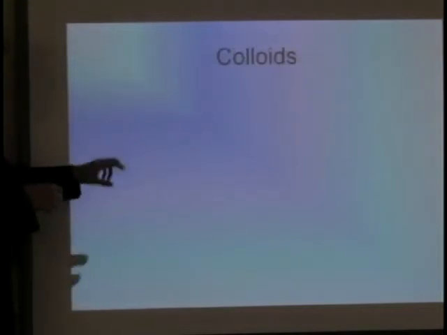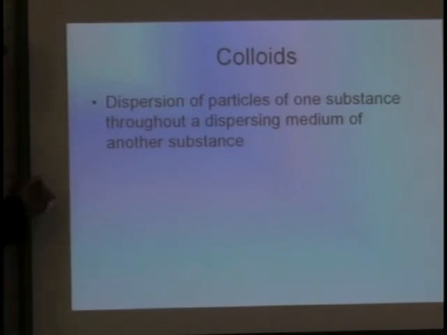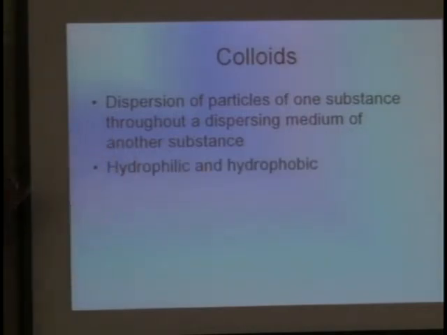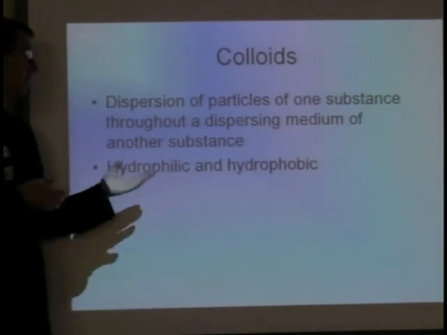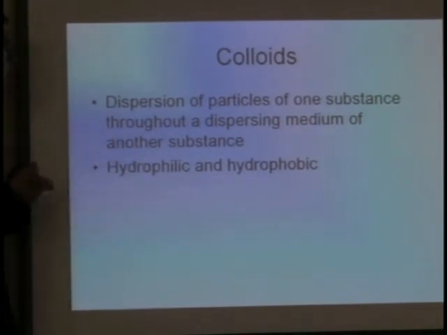The very last thing to mention for this chapter is colloids. Colloids are dispersions of particles of one substance through a dispersing medium of another substance. So there's hydrophilic and hydrophobic versions of this. First off, hydrophilic means things that like water. So polar and ionic compounds are hydrophilic.